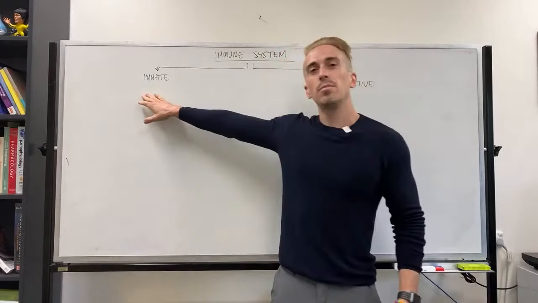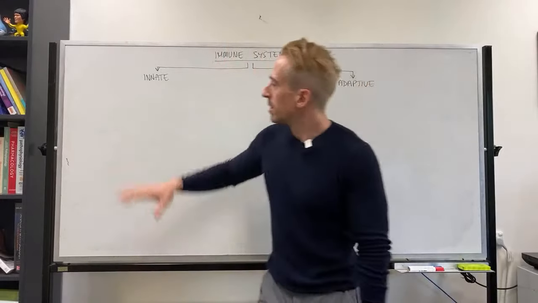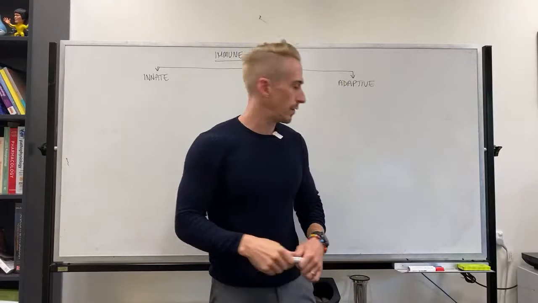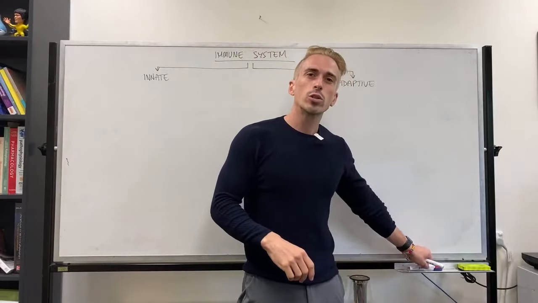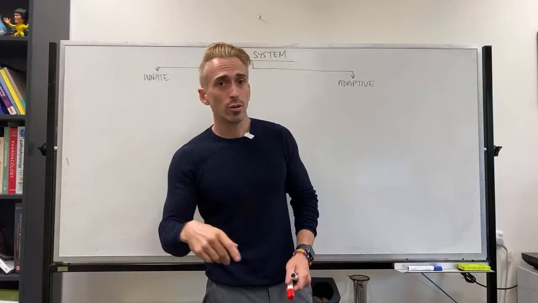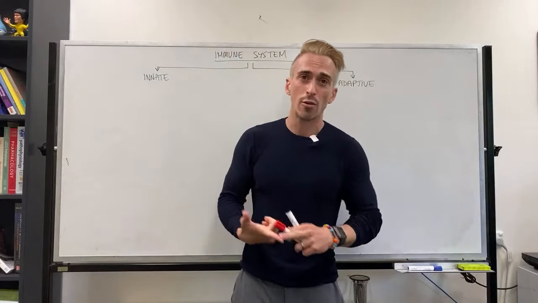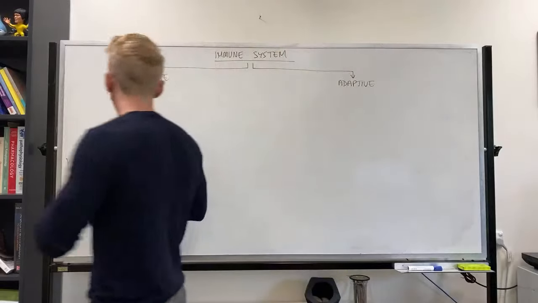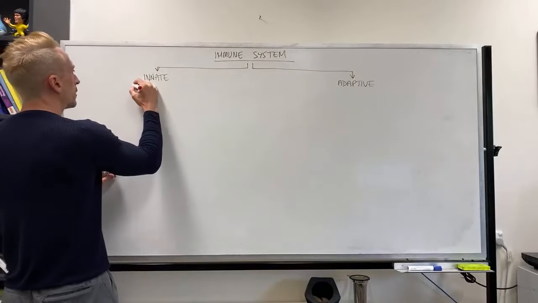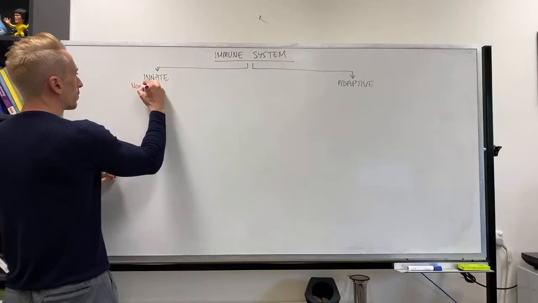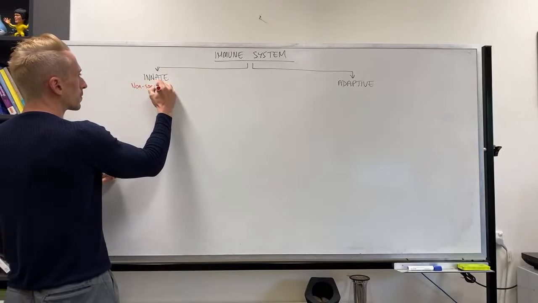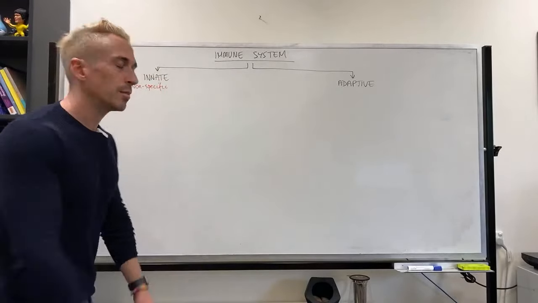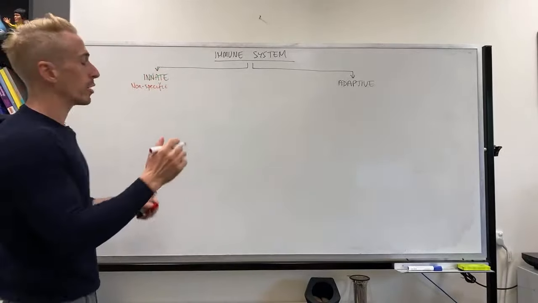The innate immune system is what it sounds like. This division of the immune system is non-specific. So it doesn't really care what sort of pathogen is attacking you. It could be a bacteria, it could be a virus, it could be a fungi, for example, all right? So innate, let's write some important points, is non-specific. The other thing about the innate immune system is it does not develop a memory.